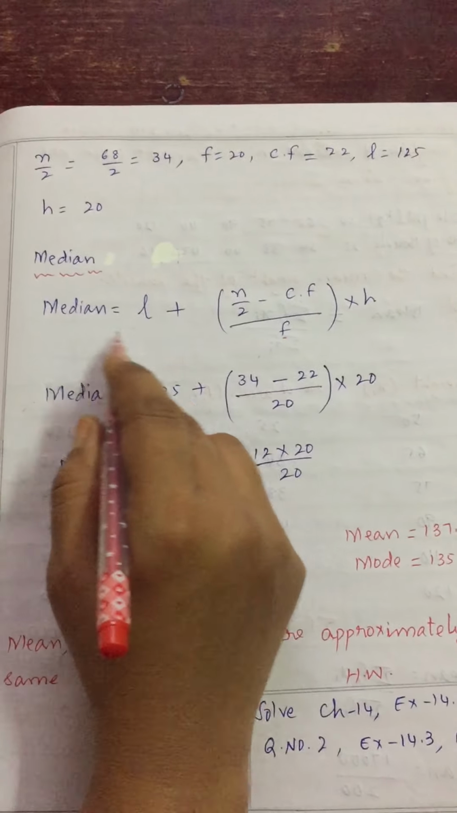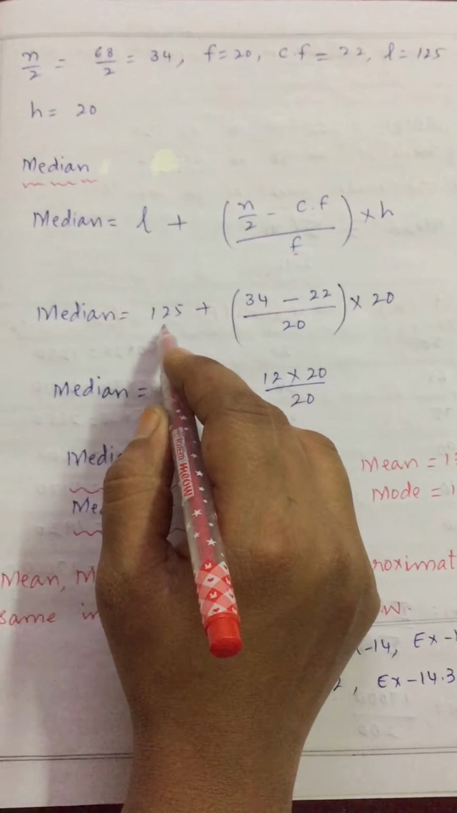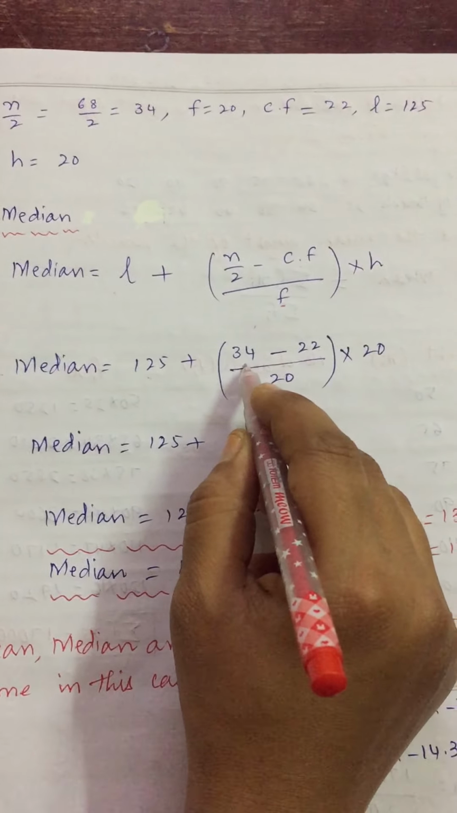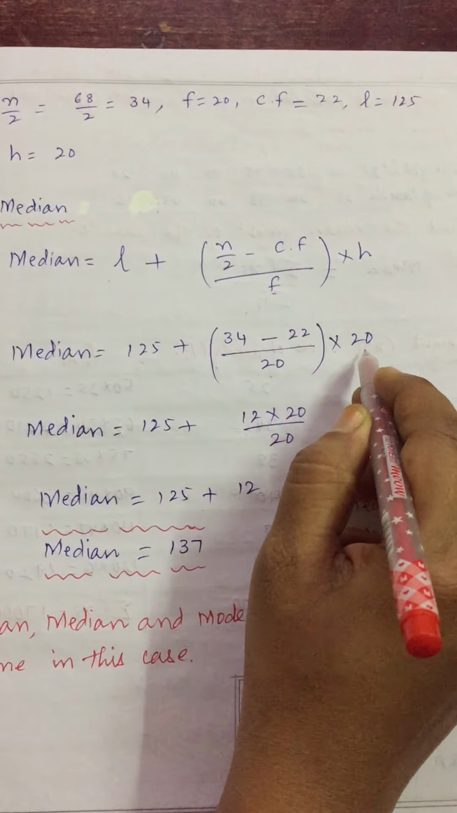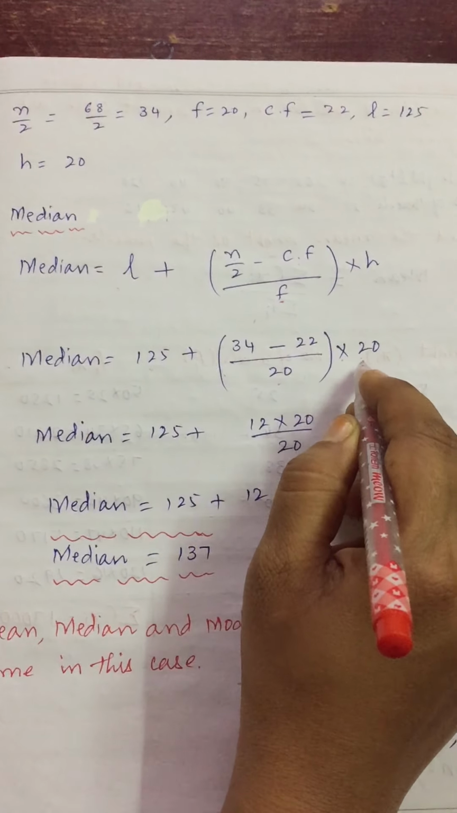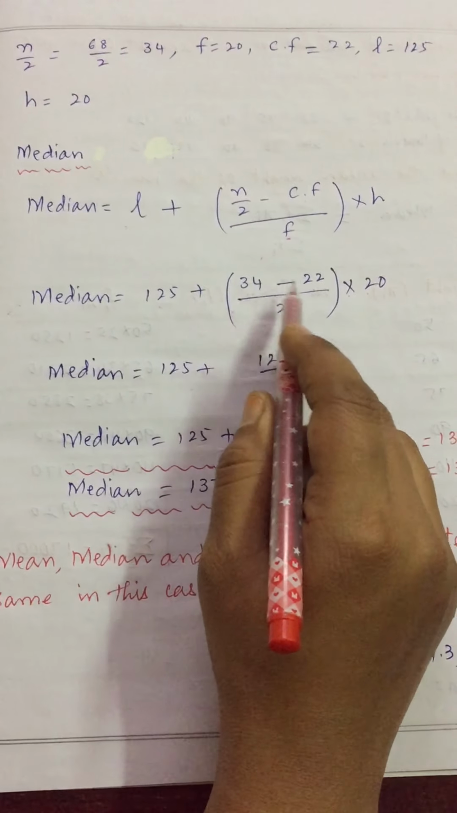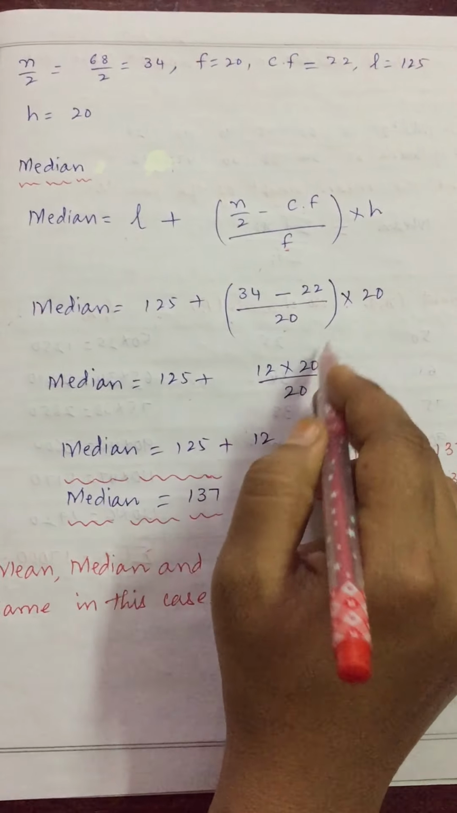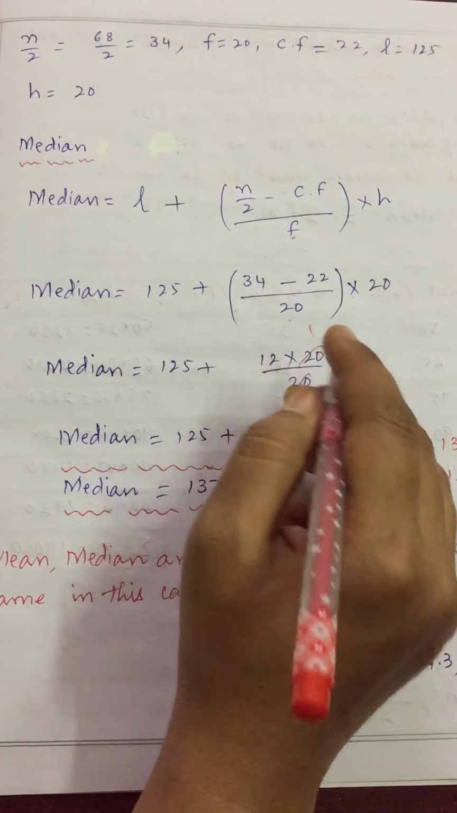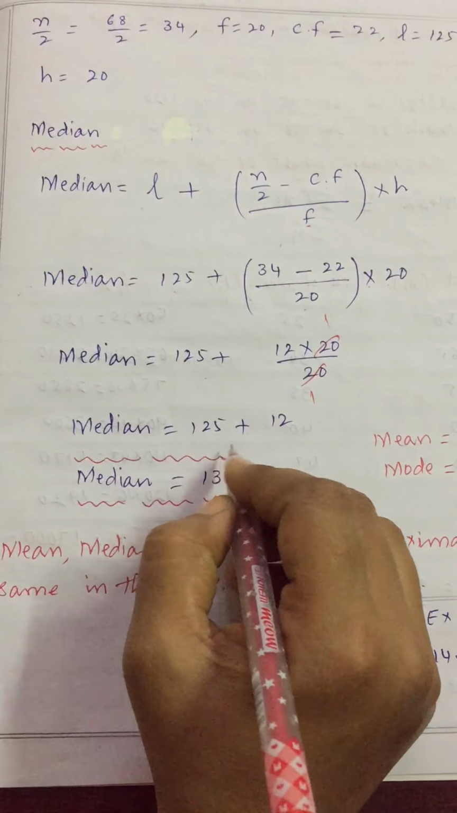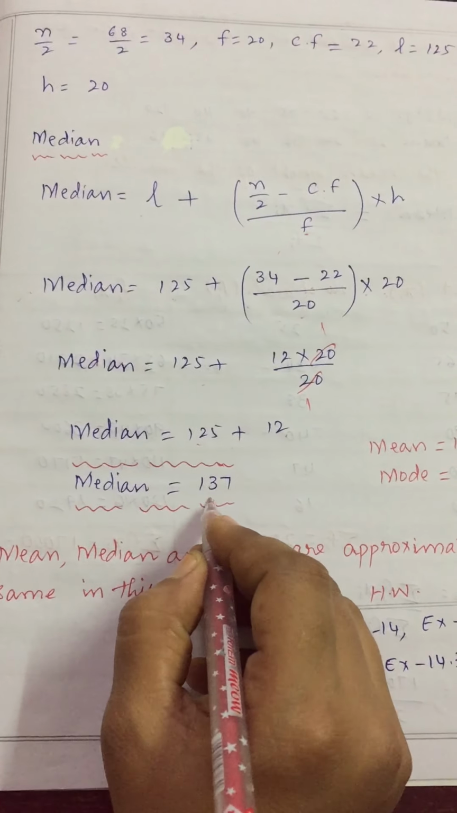L is 125, median is L plus (n by 2 minus CF) by F into H. L is 125, so we are substituting, plus n by 2 is 34 minus CF is 22, divided by F is 20, into height of the class, also 20. So that is equal to 125 as it is, plus 34 minus 22 is 12, into 20 divided by 20. This 20 gets cancelled, children. So remaining is 125 plus 12. So 125 plus 12 is 137. So what is your median?